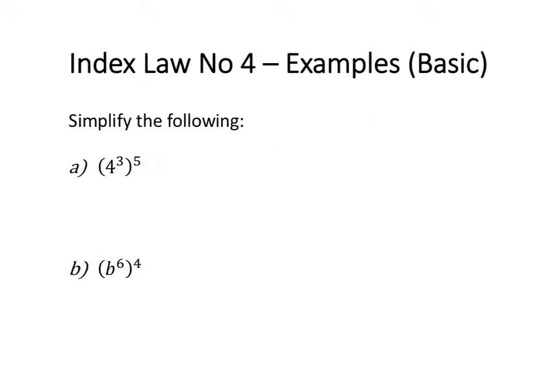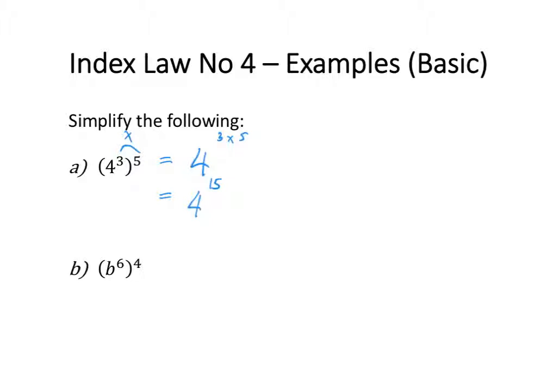So in our first lot of examples, we want to simplify the following. So the first one is 4 to the power of 3 raised to the power of 5. Using the fourth index law, I can multiply the power inside the bracket with the power outside of the bracket. So that is going to equal 4 to the power of 3 times 5, which is equal to 4 to the power of 15.